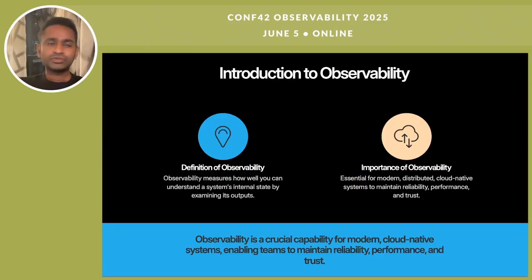So what is observability? Observability is the measure of the internal state of a system by examining outputs such as logs, metrics, and traces. It's not about just monitoring, it's about deep insight and understanding of the system. Its main purpose is to empower teams to detect, diagnose, and resolve issues faster. It helps improve reliability, performance, and user satisfaction.